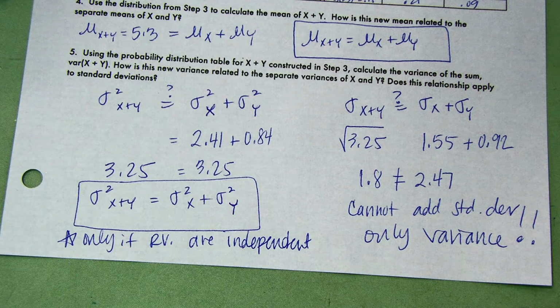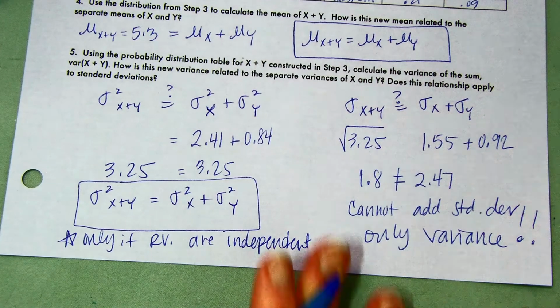Okay, so when you're ready, we're going to flip over. And I'd like you to start filling in the table. Can you then look at a new random variable called x minus y? Do these rules apply if we have subtraction?